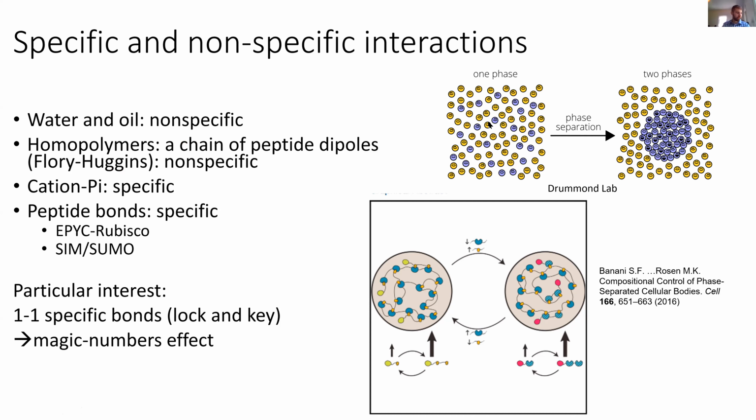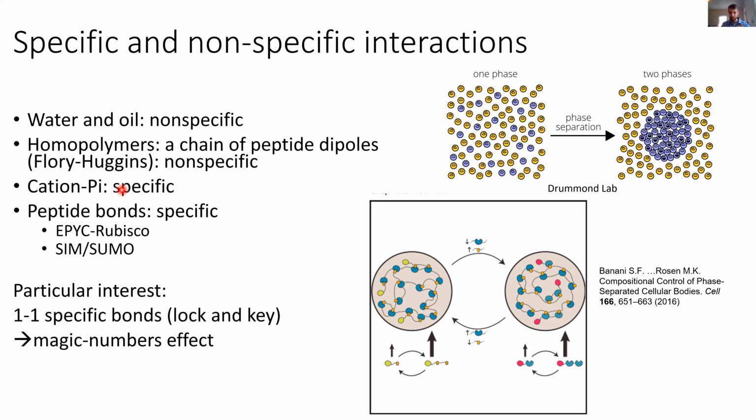Now, once you have proteins or IDPs, you can have much more complicated things where, say, you have two amino acids forming a cation-pi bond, right? This can only happen between an amino acid that's a cation and an aromatic residue. So in that sense, it's specific. You can't just put any two amino acids together and have that interaction happen. So that's a specific interaction.